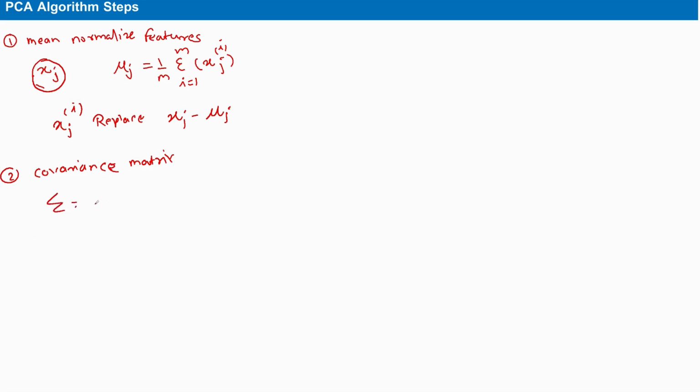It is computed by the formula 1 upon m, then summation of i equal to 1 to m, then you need to take xi, meaning the ith example, and do the matrix multiplication with xi transpose. With this operation, you will get the covariance matrix. Once you get the covariance matrix, then you need to find the eigenvectors for this covariance matrix.